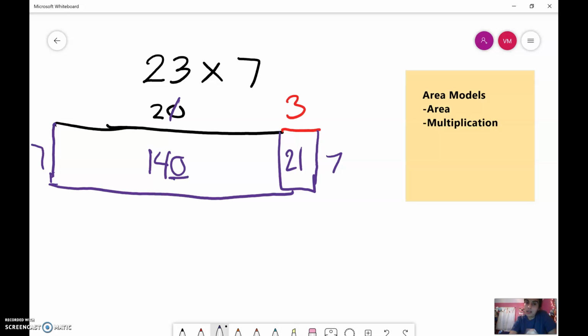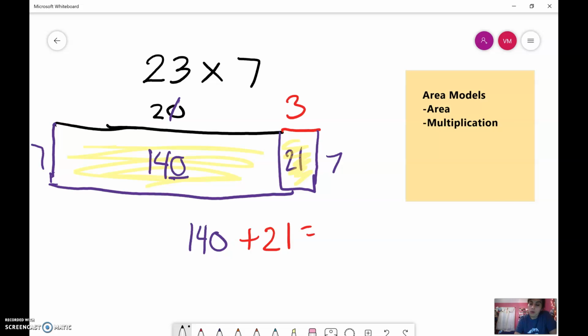But you still need to find the total measurement between those two rooms. So that's why you still add 140, because that was this whole area. See why it's called area model? And the whole area of this room is 21. So I'm still gonna add 140 plus 21, which equals the product, or the sum, of 161. So the product of 23 and 7 is 161.